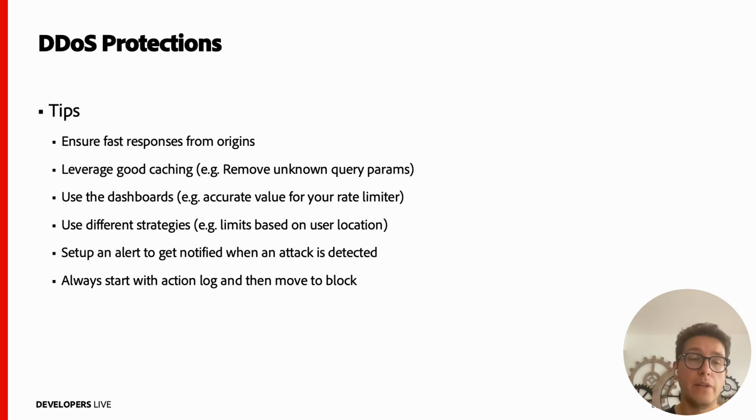And final tip, quite important here. With traffic filter rules, always start with action log, and then once you are sure that the rule is behaving as you would expect, then move it to block. Traffic filter rules are quite powerful, and if you are not cautious enough, you might actually block the website totally. So with that, I now hand over to Florian for a quick demo of the CDN configurability.